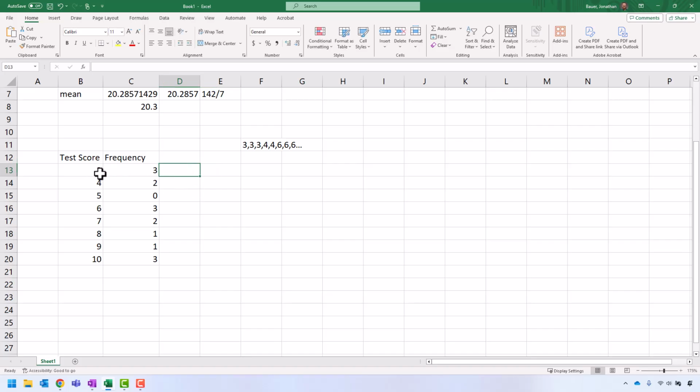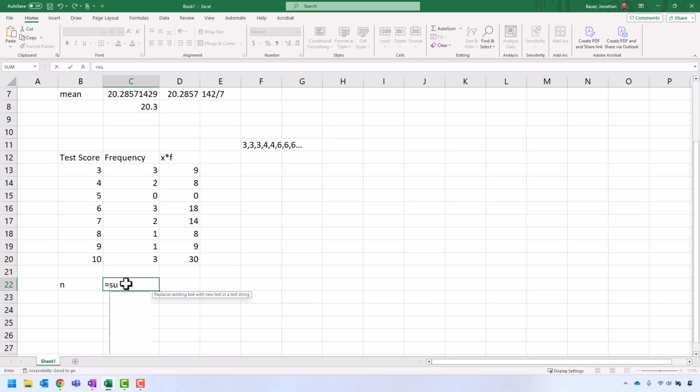Our formula says we do the sum of all the frequency times the x. So x times f here is what I'm doing. Maybe the order is a little bit different here. x times f. So the 3 3's count for 9. If I double click here, it totals them all up. Now I need the total frequency. The total frequency, this is going to be n. So I'll do the sum of all the frequencies here.